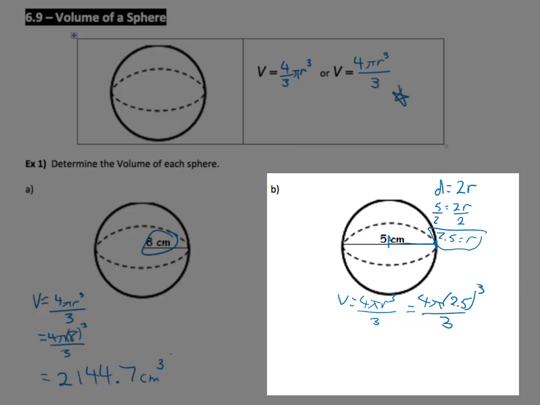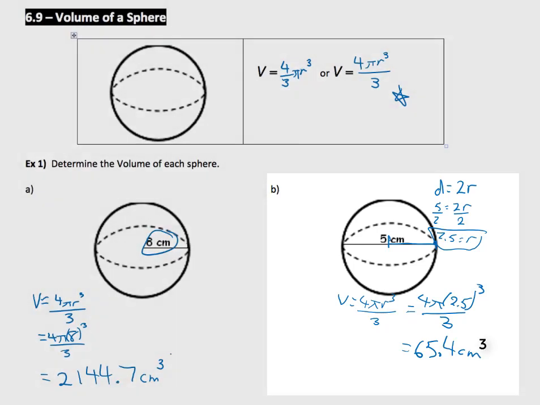Now, when you plug this into your calculator, what do you get? Give you a second. If you got 65.4 centimeters cubed, good job. That's what I got. All right, let's move on to the next example.